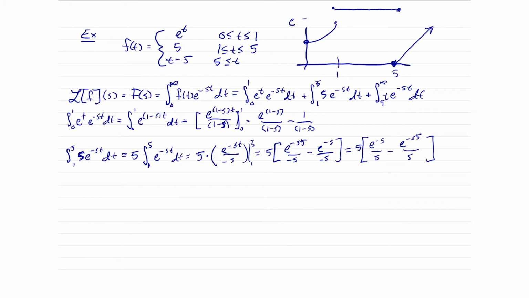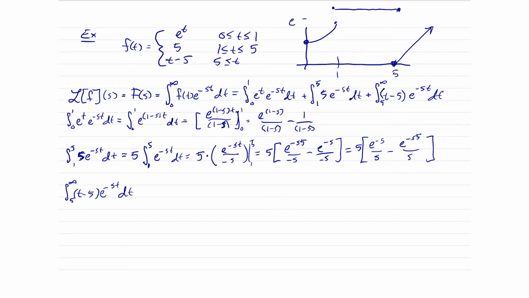Now let's see if we can work out this last piece. So the last piece is the integral from 5 to infinity of t e. Ooh, that isn't just t, is it? It's t minus 5. So let me go ahead and correct that here before we really get into this. So we're going to have t minus 5 here. All right, so we have t minus 5 e to the minus st dt.